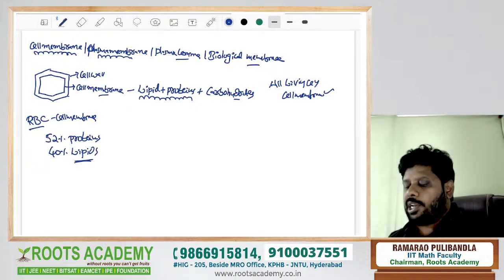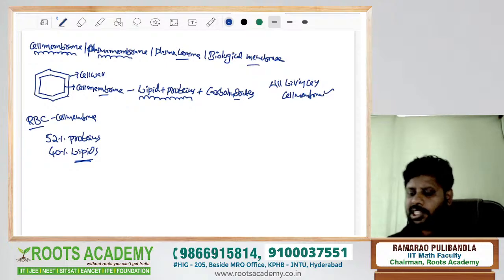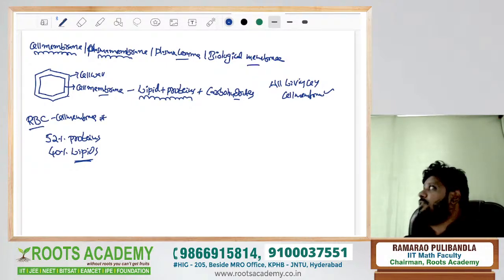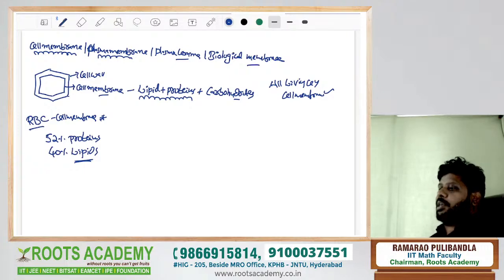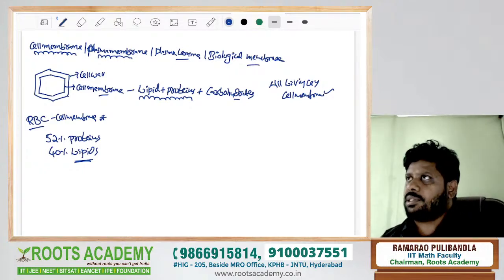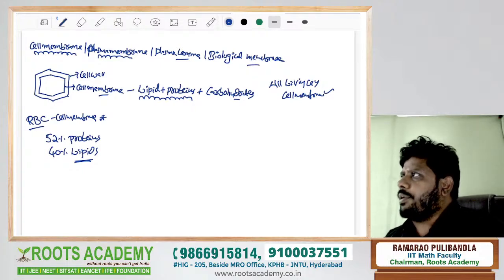And 40 plus 52 is 92, so what remains is the other 8%? Carbohydrate. But mainly, 92% is what? Lipids and protein. So this is the given question also. The cell membrane of RBC has 52% of protein and 40% of lipids present.